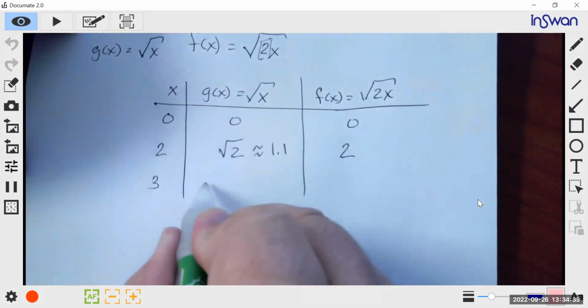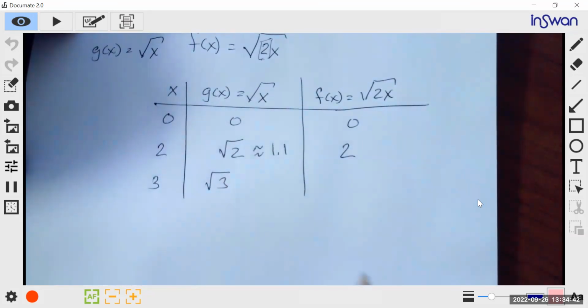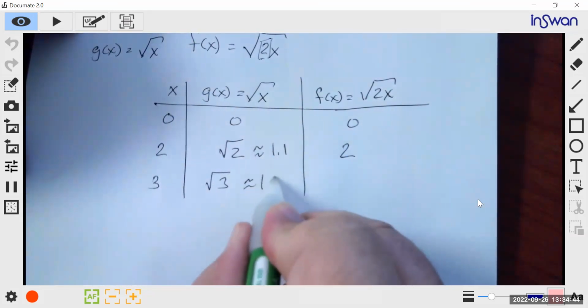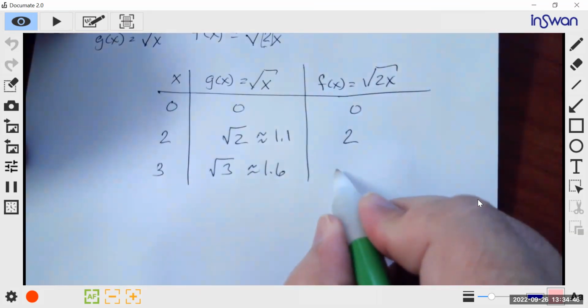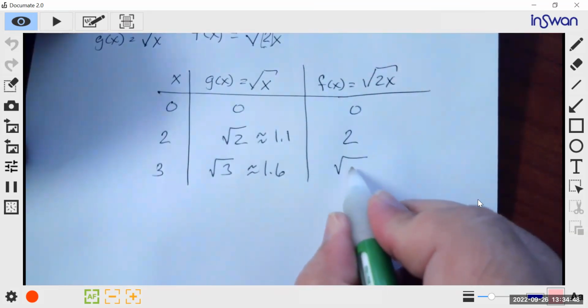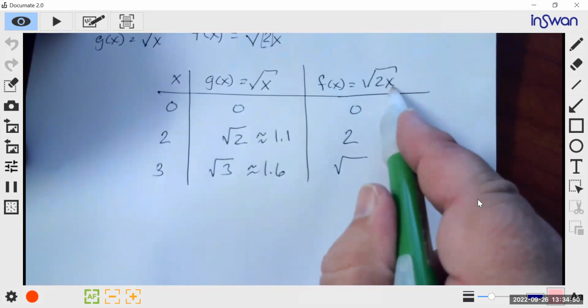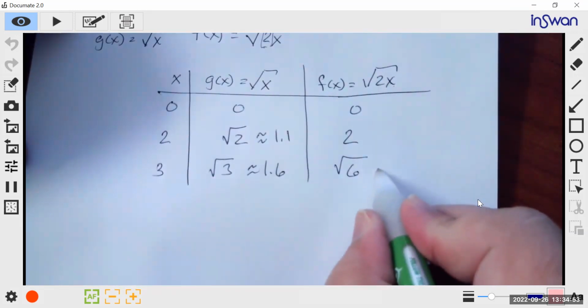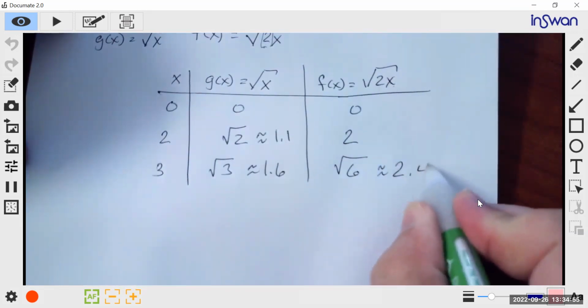Let's try 3. Square root of 3. That's still less than 2. It's probably 1.6. This one is square root of what? 2 times 3 is 6. 2.4.